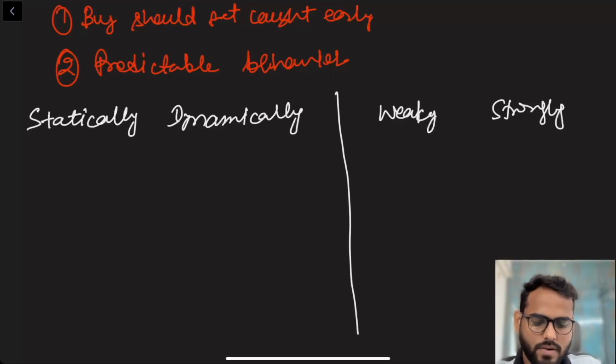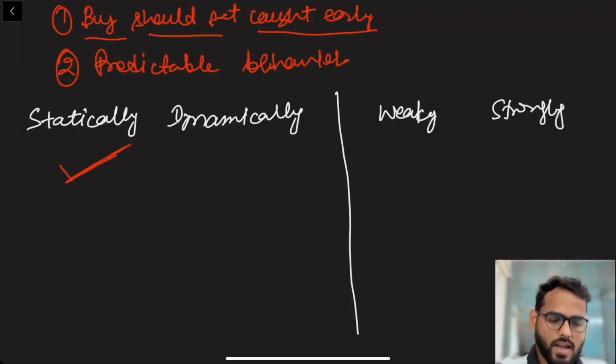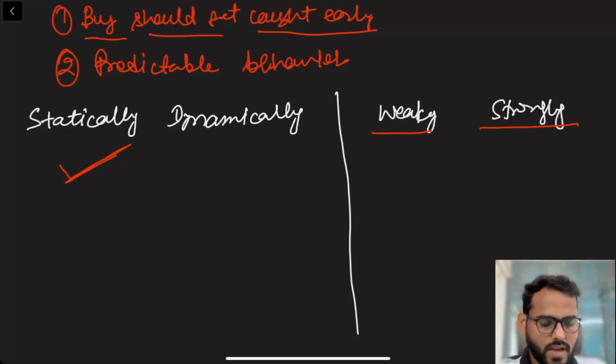Since in our language we want bugs to get caught early, and we have seen that in case of statically typed language, type checking happens at compile time, this statically typed language is more suited for our use case. And what will you choose out of these two? As we have seen, this weakly typed language does automatic type conversion, which can sometimes lead to unpredictable behavior, as we have seen in the JavaScript example. So it would be better if we keep this language as strongly typed.